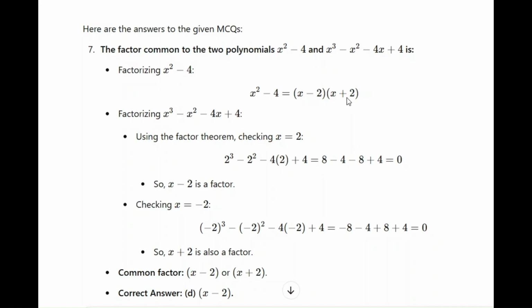Now x plus 2 equal to 0, that means x equal to minus 2. Putting the value of x as minus 2 in this equation, that is also 0. So x plus 2 is also a factor. So common factor x minus 2 or x plus 2, correct answer is x minus 2. Both are your answer, x minus 2 and x plus 2 both are your answer.